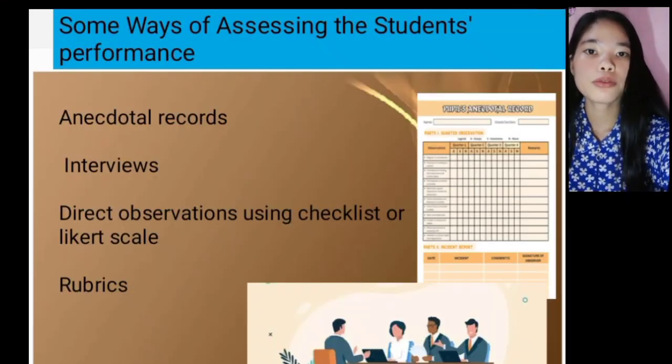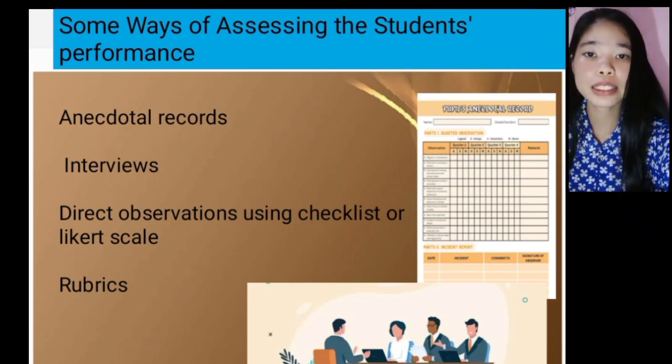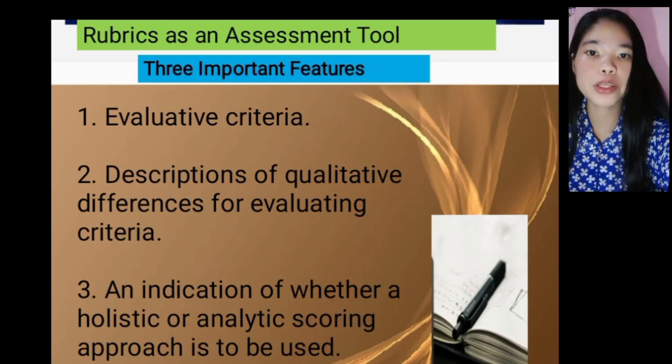Moreover, we can use rubrics to assess students' performance. So as we all know, rubrics serve as a basis to easily evaluate students' performance. It is a scoring tool that identifies the different criteria relevant to the task and to the learning outcomes or objectives so that we can identify areas for improvement. As an assessment tool, it has three important features. First is evaluative criteria. These are the specific aspects of the work that will be assessed. For example, clarity, organization, accuracy, and so on.